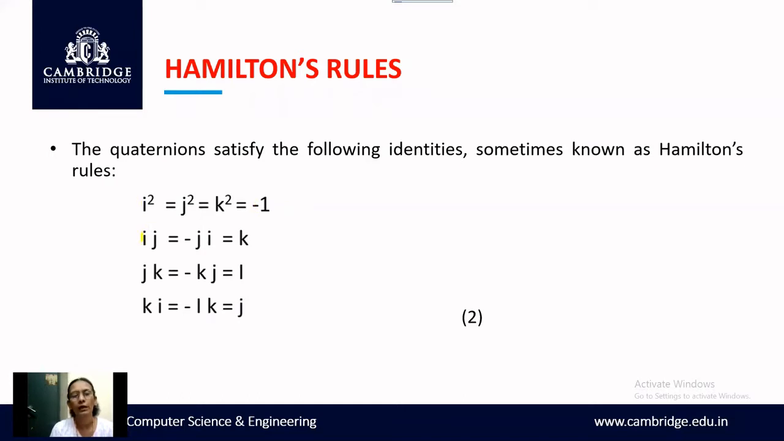In the same way, i into j is equal to minus j into i, that is, the direction is changing now, equal to k. And j into k equals minus k into j equals i. Now k into i equals minus i into k equals j. So these are the identities that are followed by quaternions. Usually you get short notes wherein you have to put in the properties of the quaternions, the definition, etc.